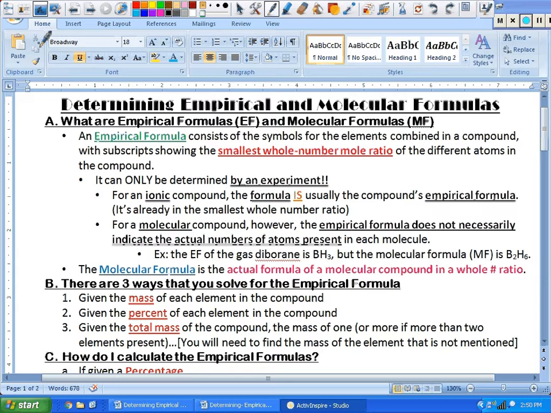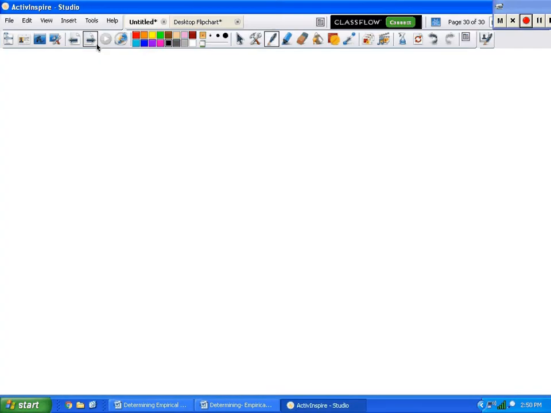Okay, so again, an empirical formula. What you need to know is it is a formula that has the smallest whole number mole ratio. So let me give you another example. Do you agree that this is a formula? That's the first question. Is it an empirical formula based on the definition you just read? How do you know? Can it get any smaller than that? No, it cannot get any smaller than that. Why can't you reduce that any further? What's technically sitting right here? 1. You can't reduce that, right?